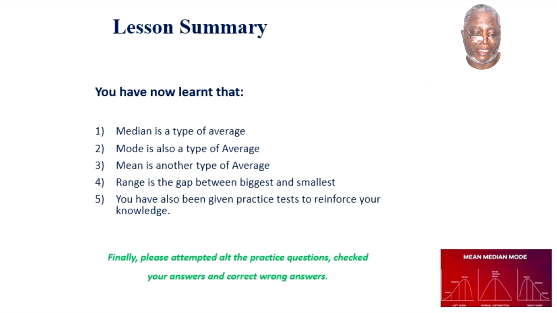And that's the end of our lesson. But before we go, it's important that we look at what we have learned, what you're expected to know at the end of this lesson. You have now learned that median is a type of average. Mode is also a type of average. Mean is another type of average. Range is the gap between biggest and smallest.